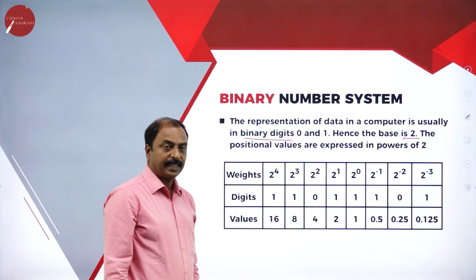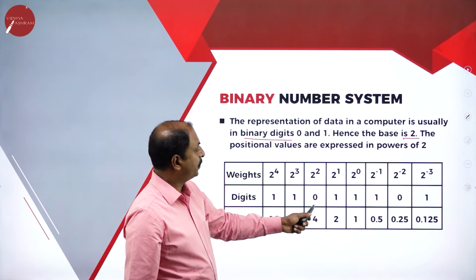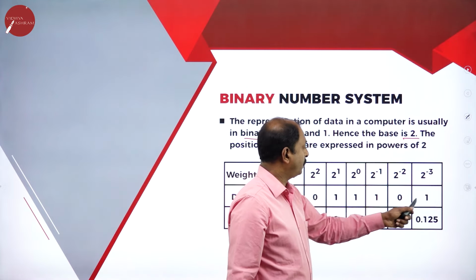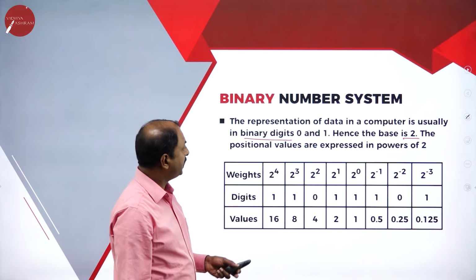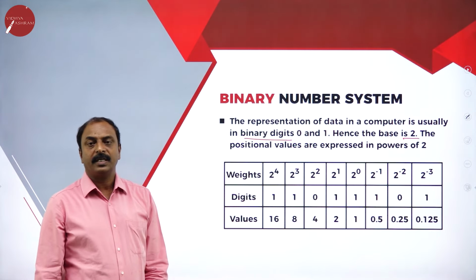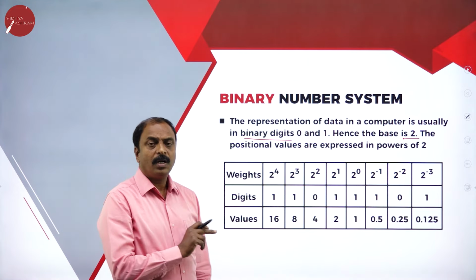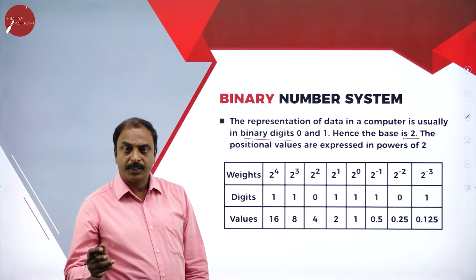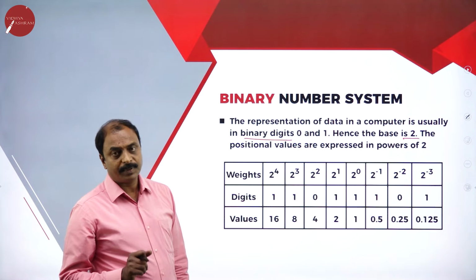Now consider an example: 1, 1, 0, 1, 1, 1, 0, 1. See, this is an example. Observe this. The binary number system consists of only two values, either 0 or 1, or a combination of them. So that is the binary number system.